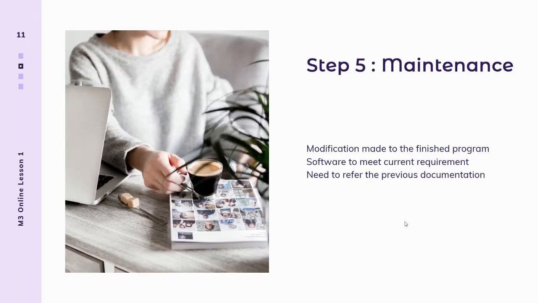And the last step of our program development cycle is maintenance. It is the modification made to the finished program or the software to meet the current requirement. You need to refer to your documentation if there will be some things that you need to upgrade, develop, or improve, or if there will be certain errors while the user is using the program. You need to go back to the program development cycle, step 1, and do all the steps all over again. This is how you maintain the program to keep it running.